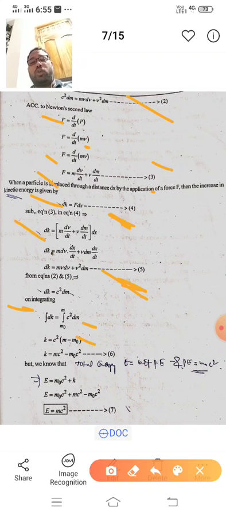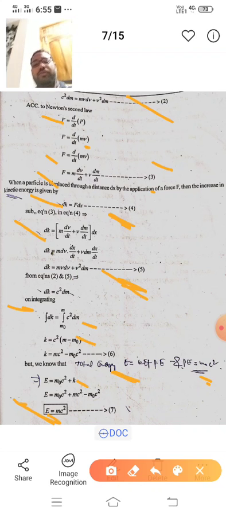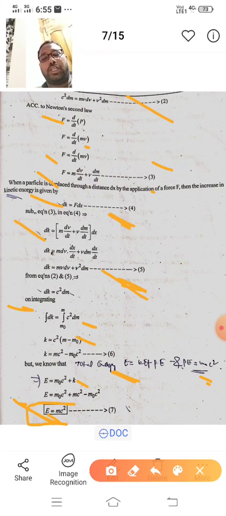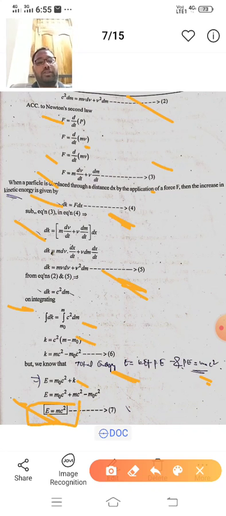Already we know that total energy E equals KE plus PE. So here PE equals m naught c square. So E equals m naught c square plus k. Then E equals mc square. So this one is Einstein's mass-energy equation. This equation is called Einstein's mass-energy equation.